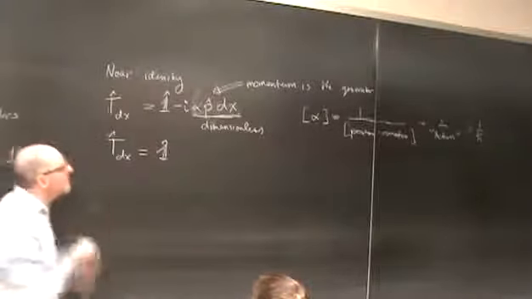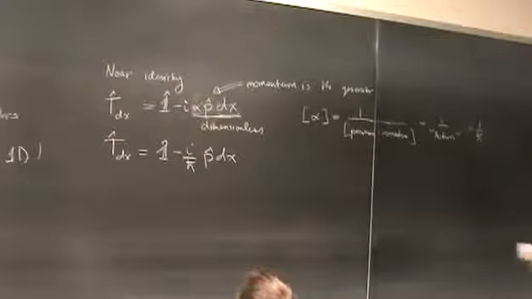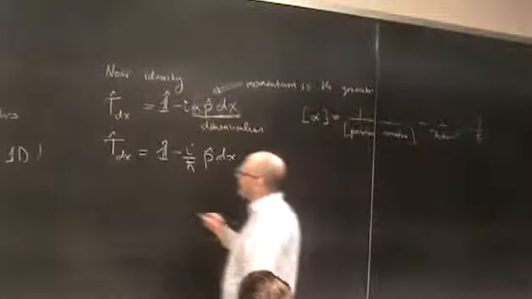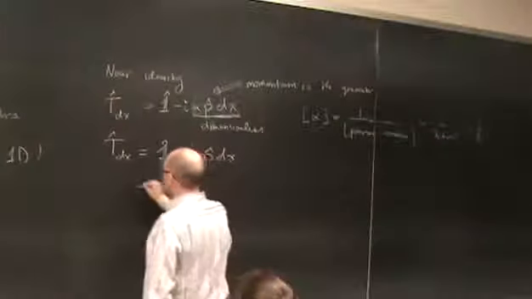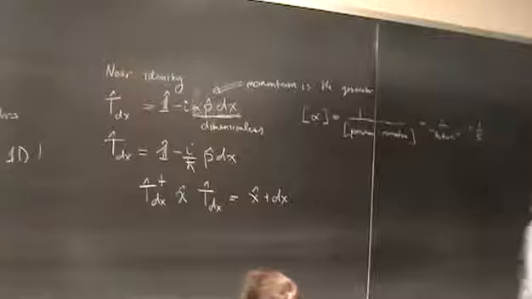But with all of that said, let's just plug it in and say this is the near identity translation. And this has to act, if I act this unitarily to translate the position operator, it should translate by that amount. Okay? So let's plug that in.